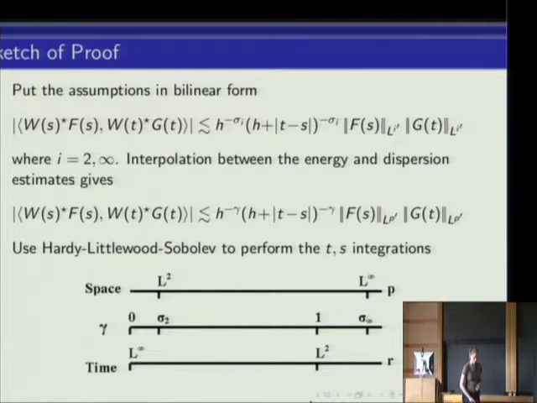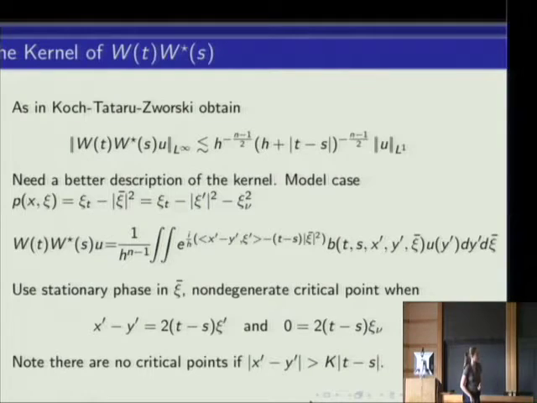So now we have the Strichartz estimates that we're going to use. We already have the dispersion, L1 to L infinity norm. It's the same as Koch-Tataru and Zworski. However, we need a bit more information. The way they obtained this L1 to L infinity norm was just to take absolute values of kernels. But when we want to take an L2 to L2 norm, we want to know about oscillation. So we're going to need a better description of the kernel than they had.